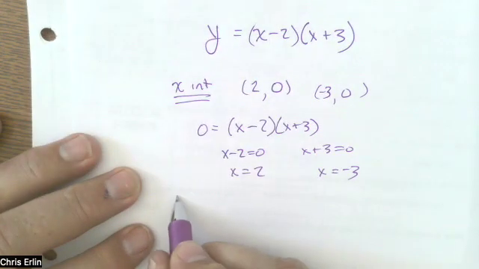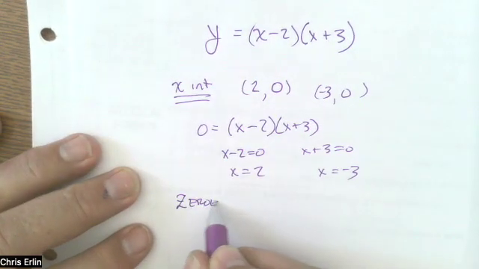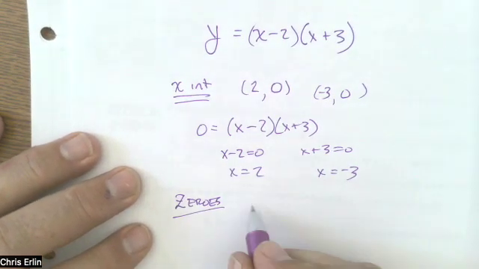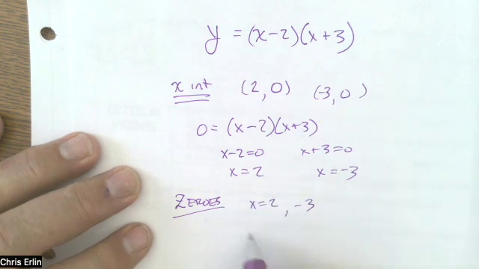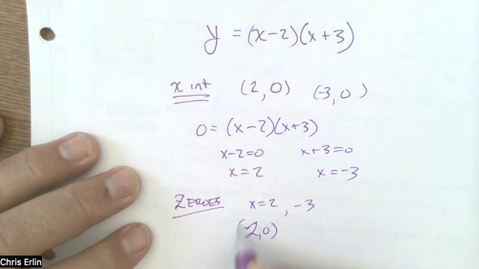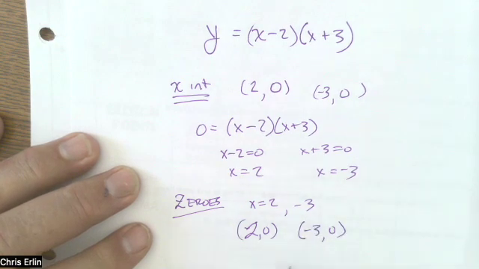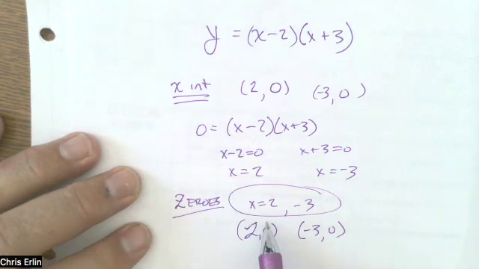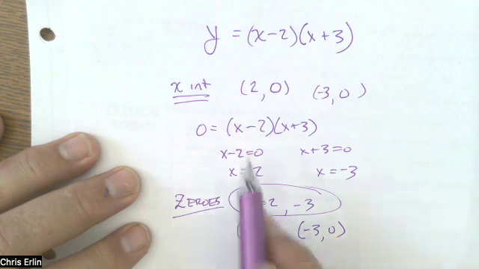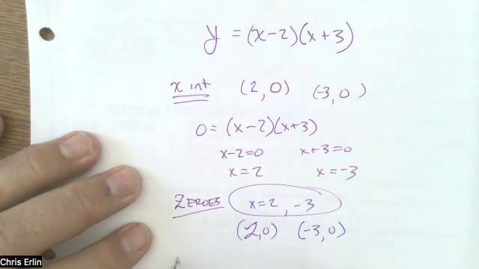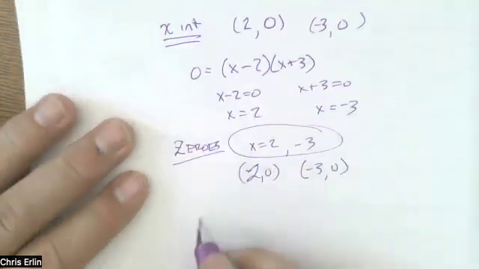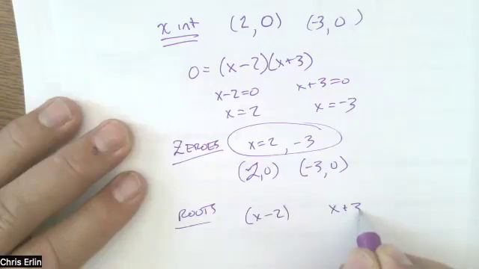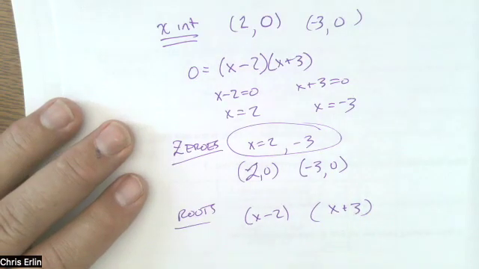If I asked for the zeros of the function, what I'm saying is what values make this function equal to 0? So you could either say x equals 2, negative 3, or you could, again, say the whole value. I like this kind of better because at this point, there is no y value, right? The 0 of the equation suggests that you've already set it equal to 0. And if you were asked for roots, that's when you'd say x minus 2 and x plus 3. It's the factors that produce the zeros or the x-intercepts.